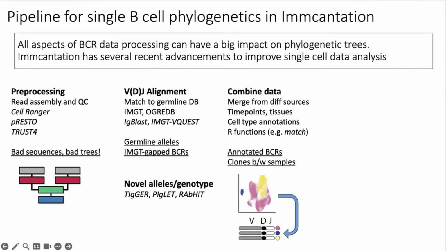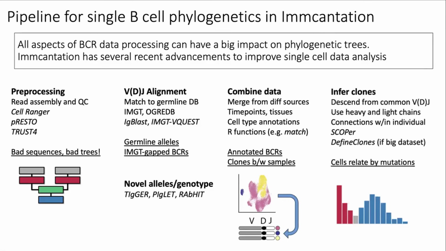So annotating BCRs using cell type annotations from RNA-seq. We don't have specific functions for that, but it's easy to do using base R functions like match. This gives us annotated BCRs and allows us to draw clones between samples within an individual. And next, it's important to infer clones.